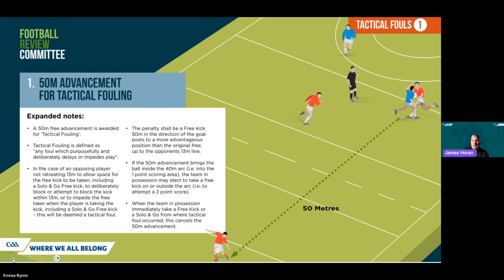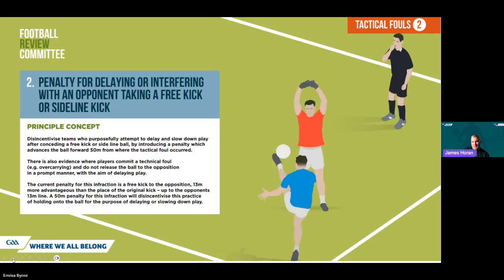So if that 50-meter advancement brings the ball inside the 40-meter arc, it's a 1-point scoring area. The team in possession may elect to take a free kick from outside that arc, and that'll be 2 points. And we saw that in the interpros where that happened. So the team in possession immediately takes a free kick or a solo and go from where the tactical foul occurred. This cancels the 50-meter advancement. So if you want to play on immediately, that cancels the 50 meters.